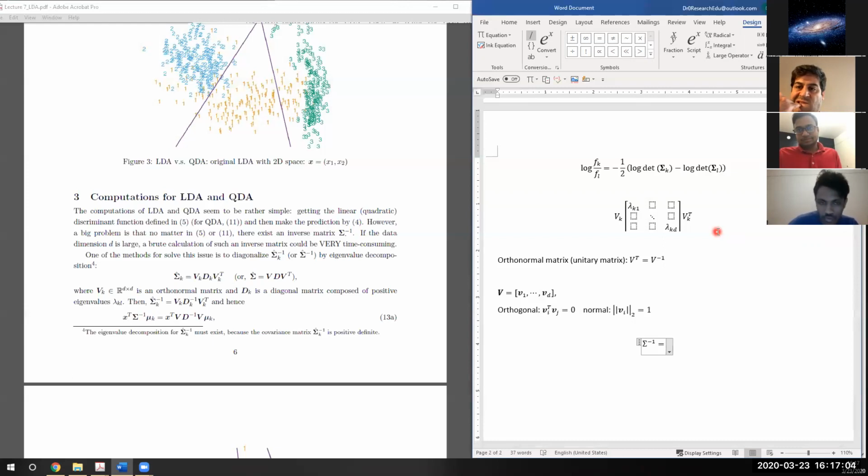The inverse, this is equal to what? This is equal to the inverse. Let me directly use sigma and the VD, okay? I'm not going to put the K to save some time. V D V T inverse, right? And this is equal to what? This is equal to V T inverse, the inverse, and D inverse.